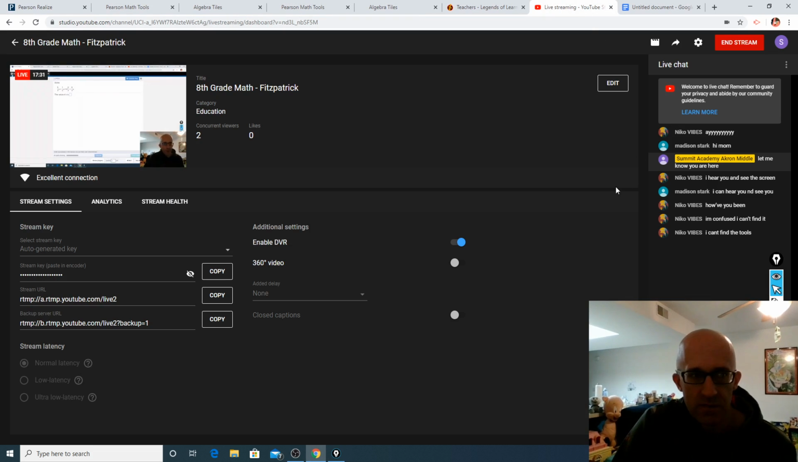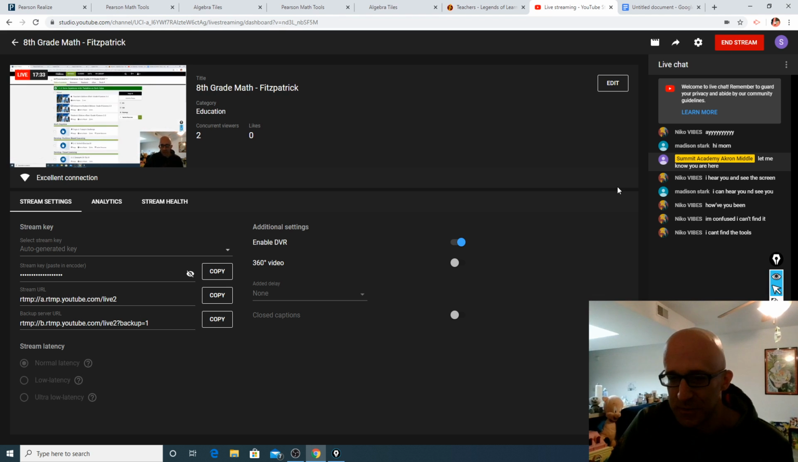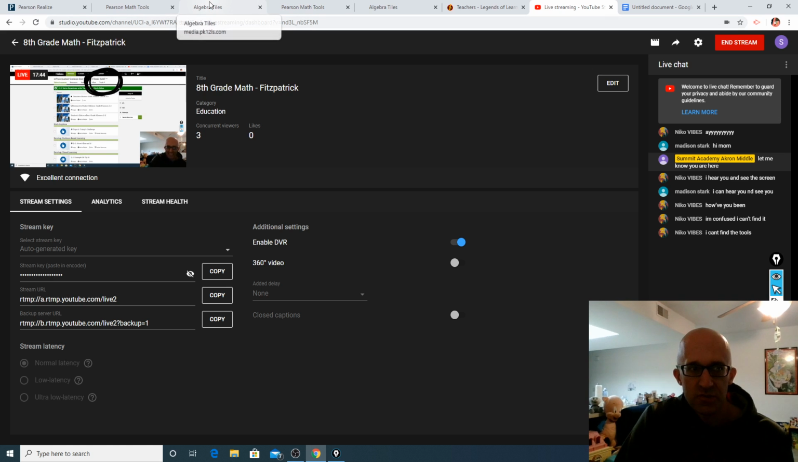Again, this is the problem of having to do both things at once. I'll have to try to make sure I have another screen going just to have the chat going. But that is solving an equation with a variable on both sides.